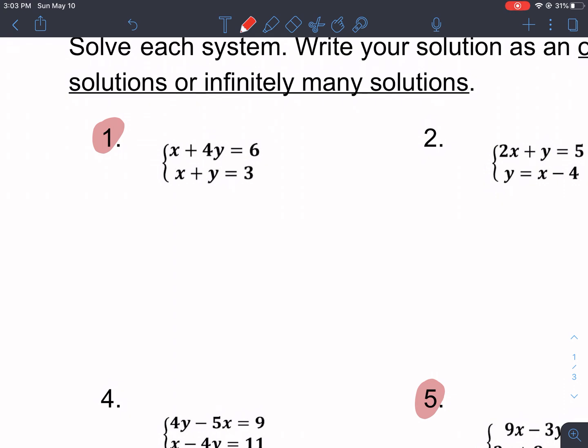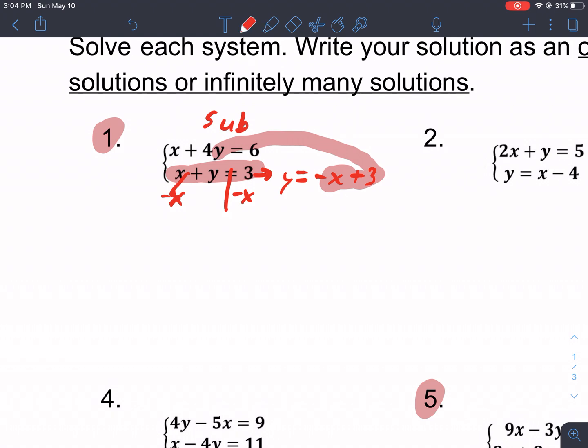I'm going to use substitution just because I feel like it'll be easier, and I'm going to write that down. I'm going to use the bottom one to substitute, so I'm going to subtract x from both sides, and the minus x cancels on the left side, so you'll be left with y equals negative x plus 3. The reason is that I'm going to put that expression into the y of the other one. So this is x plus 4, and then in parentheses negative x plus 3, equals 6.